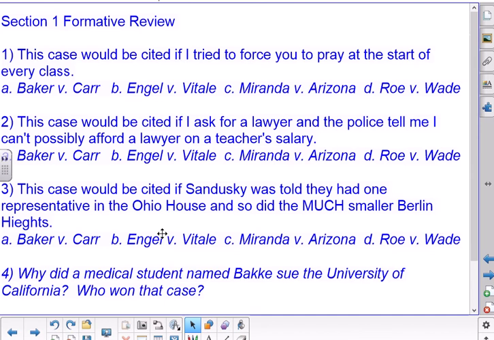This case would be cited if Sandusky, which probably has, I believe last I'd heard, 21, 22,000 residents, was told they had one representative in the Ohio House, and Berlin Heights, which has like 600 residents, also had one representative in the Ohio House. So that would be 21,000 for one rep and 600 for another. That doesn't seem terribly fair. That one would be Baker versus Carr. You remember voting districts, it's easy to remember if you think about driving your car around that particular district.